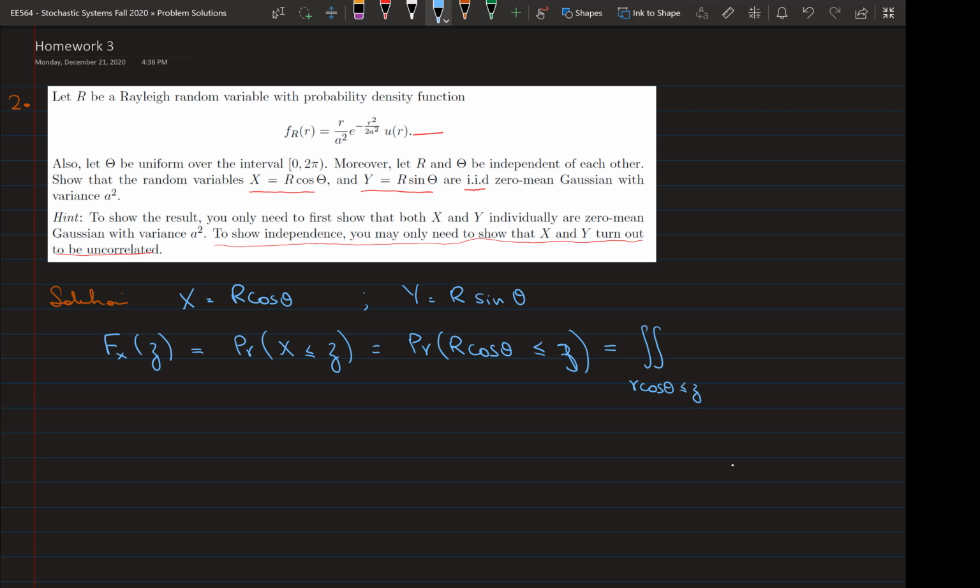And what do I integrate? I integrate the joint PDF of r and theta, but since they're independent, the joint PDF is simply the product of the two PDFs, right? So this is r over sigma squared e raised to the power minus r squared divided by 2 sigma squared times u of r. So this is the PDF of r, times 1 over 2 pi, and this is dr d theta. In order to evaluate this integral, I am going to use a change of coordinates.